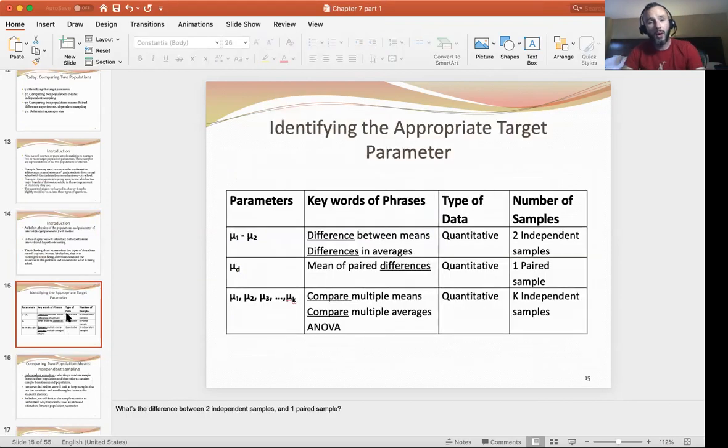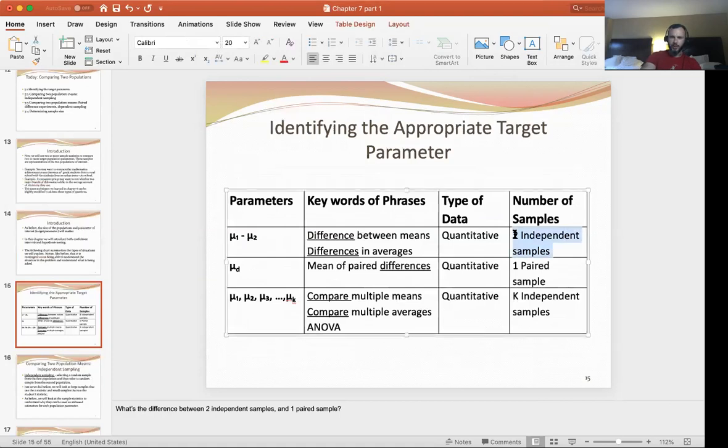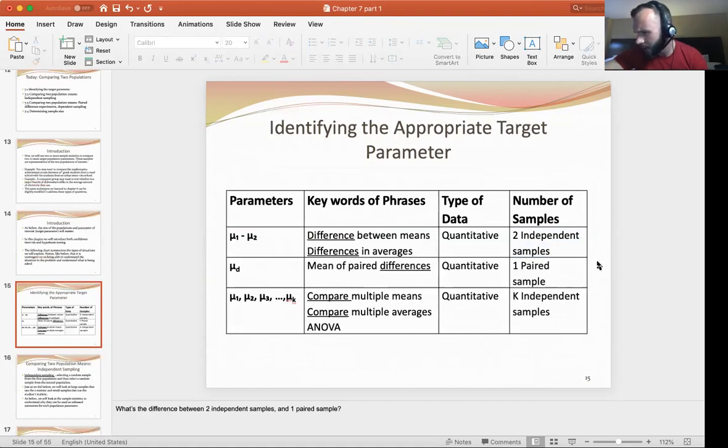Okay, couple of ways that we can do this. Again, remember, we're talking about two populations here. So you can use mu1 minus mu2. That's where you take the mu of the first population minus the mu of the second population. This is a difference between means, or in other words, a difference in averages between two populations. That is going to be for two independent samples.